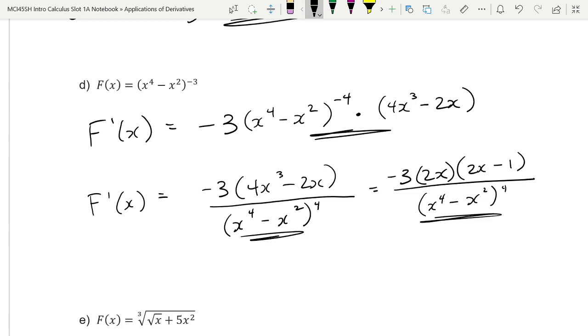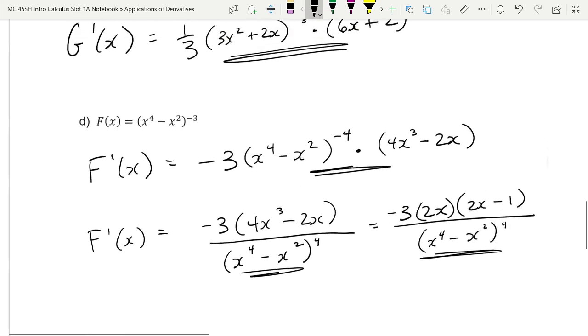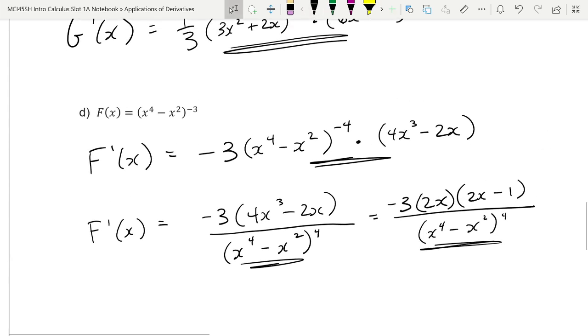Is it 2x squared? No, the derivative of this thing, right? The derivative of x squared is 2x. No. When you factor out the 2x. Oh, yeah, you're right. Sorry, that should have been, yeah, you're right. That's a cubed, that's a squared. Sorry, you're right. Now all three of these things are the same answer. Thank you.